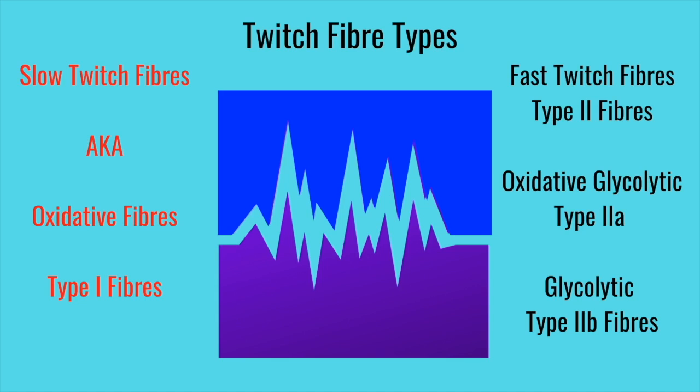Then we've got the fast twitch fibres, and we've got 2 different types. We've got the type 2B fibres, which are your explosive fibres, no oxygen present, big, powerful, short contraction. Then we have the type 2A fibres, which is like a love child of a type 1 and a type 2B fibre. Let's explore this a little bit further.